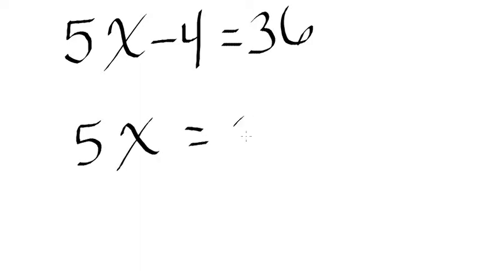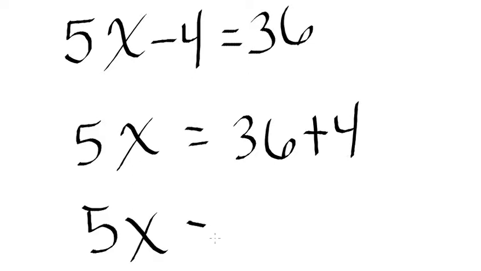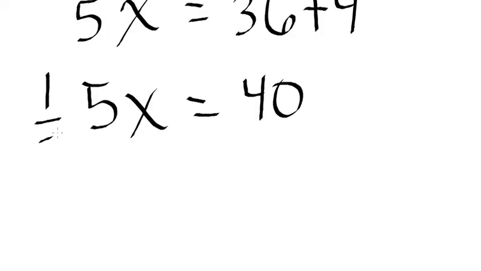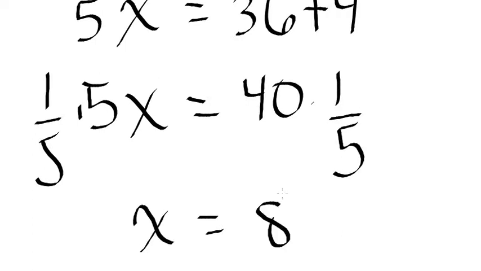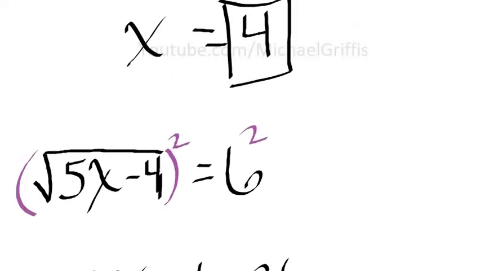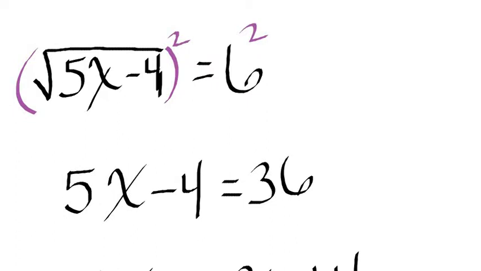So we have 5x is equal to 36, add 4 to both sides, 5x is equal to 40. All right. Multiply both sides by 1/5. So we have x is equal to 8. Now that's a possible solution. I say it's possible because we should always go up and check, right? Plugging 8 in, 5 times 8 is 40. 40 minus 4 is 36. Square root of 36 is 6. Okay. All right, let's take a look at another one.